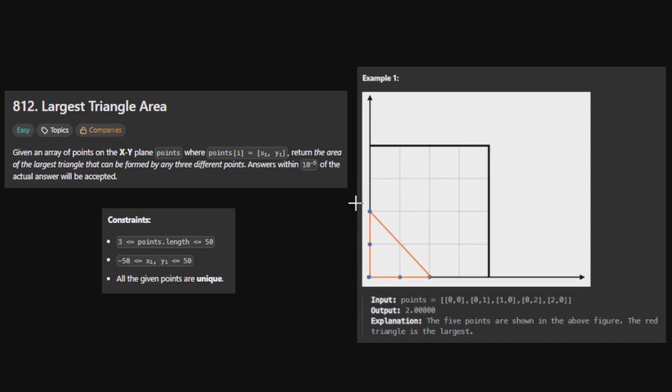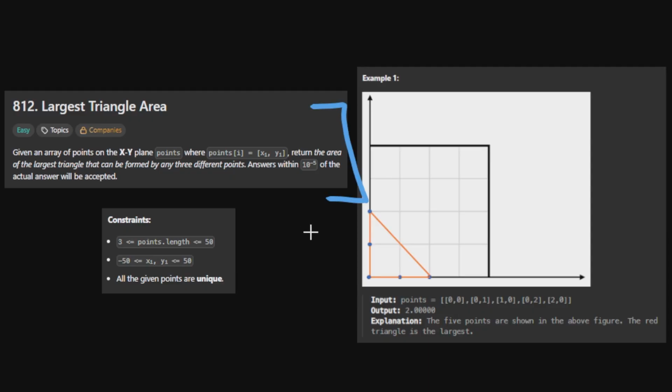In this case, this is the visual representation for these points, and the largest triangle is this one. And the area for this triangle is 2, so we return 2. As you can see, this is basically a math problem.